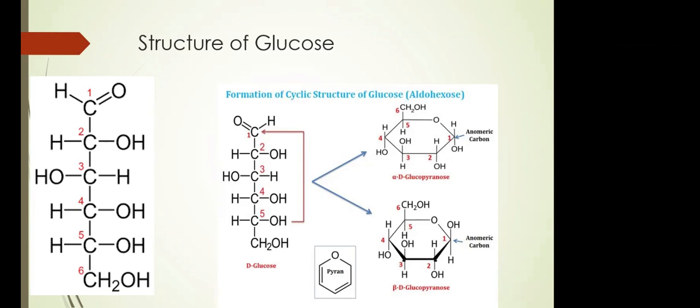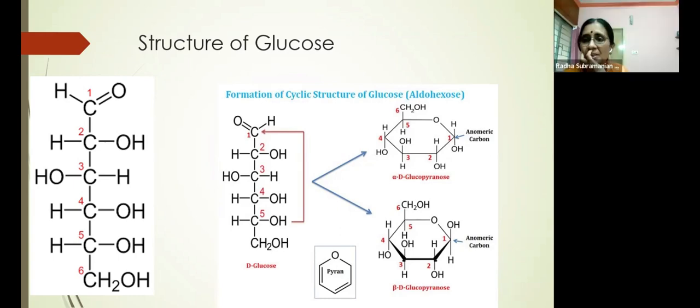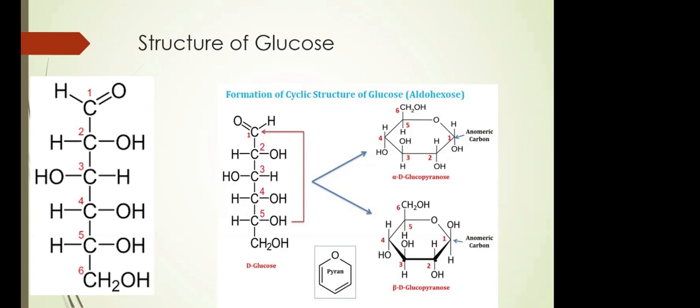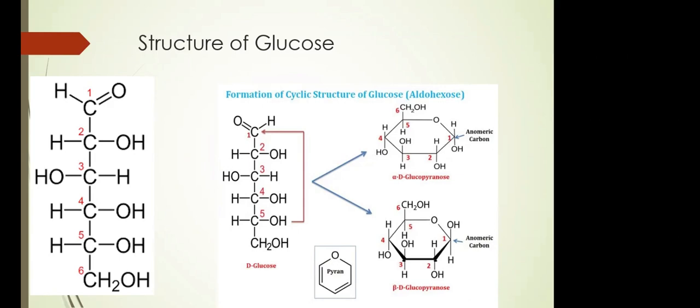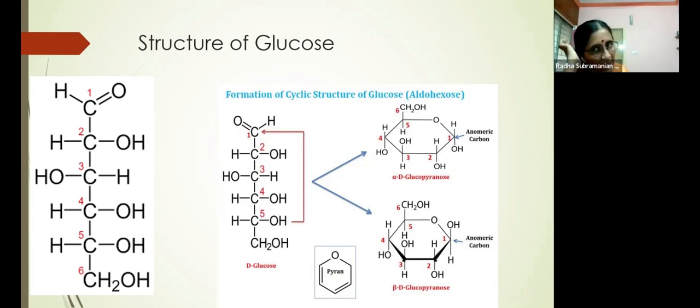Very correct. The D stands for the presence of the OH group on the right hand side of the last chiral carbon. Am I right, sir? Yes, ma'am, the last chiral carbon, or the fifth carbon, because we start numbering from 1 with the aldehyde carbon. So we can either say the OH group on the right side of the last chiral carbon, or the OH group on the fifth carbon of the glucose structure. So what does the alpha stand for?